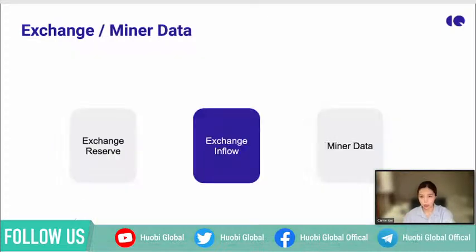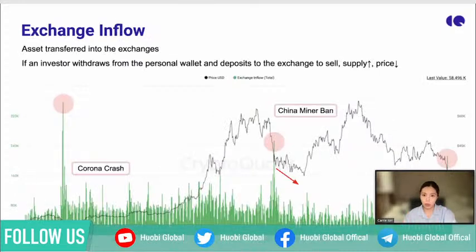And that was exchange reserve, how much the exchanges were holding. And now I'm going to move to the exchange inflow, the one that I was talking about in the beginning. So exchange inflow is assets that are transferred into the exchange. If an investor withdraws from the personal wallet and deposits it to an exchange's wallet, well, there are many reasons to do that, but one of the reasons is to sell them, right? So we can say that supply that can be sold immediately has increased, so the price will probably go down.